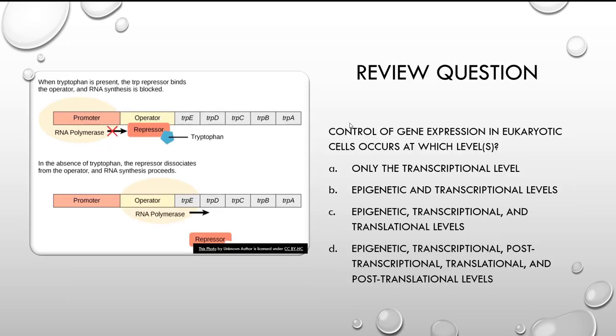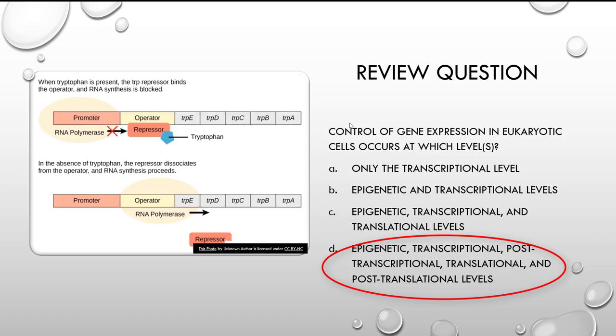Okay, so let's do a couple of review questions. Control of gene expression in eukaryotic cells occurs at which level or levels? Is it A, only the transcriptional level; B, the epigenetic or transcriptional levels; C, epigenetic or transcriptional and translational levels; or D, epigenetic, transcriptional, post-transcriptional, translational, and post-translational levels? So what controls gene expression in eukaryotic cells? Which levels? If you said D, I would agree with you. So it's all the levels.